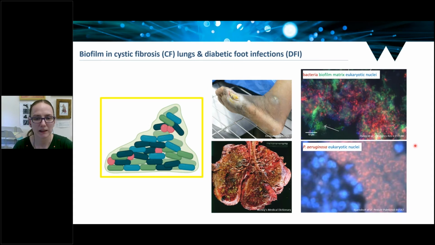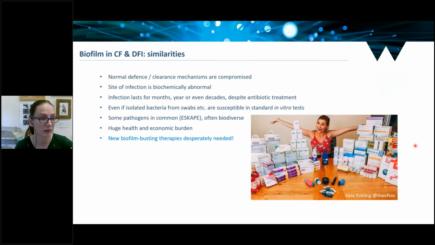Now, despite the very different anatomical and physiological contexts of these two infections, there are some common themes in CF and diabetic foot infection. Both of these infections occur in sites where the host's normal immune defences and clearance mechanisms are compromised. They both occur in infection sites that are biochemically abnormal. Cystic fibrosis causes the respiratory mucus to become much thicker, stickier, saltier and richer in nutrients than normal, and diabetes causes an infection site with poor vascularization and elevated sugar levels.